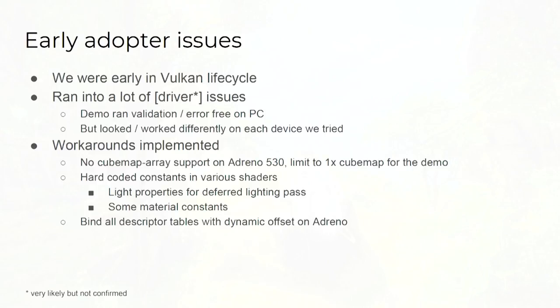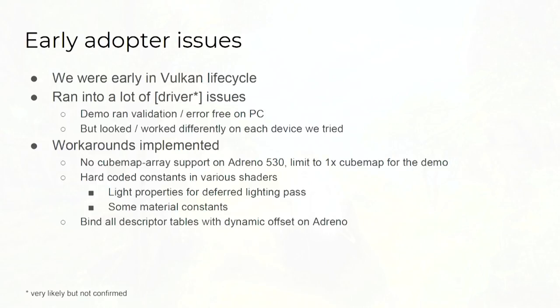On the Adreno, like I said, there was absolutely no cube map array support, so we limit that to 1 cube map. There were problems with the constant buffers, so we actually made big arrays in the shaders where we hard-coded the lights, for example for this demo. This is not because of performance reasons. This is really because the device, or the driver, just didn't do what we told it to do.